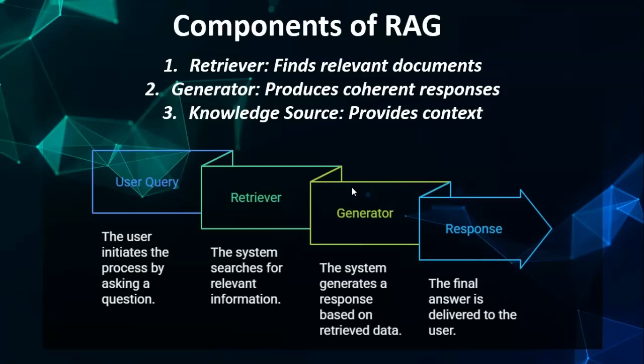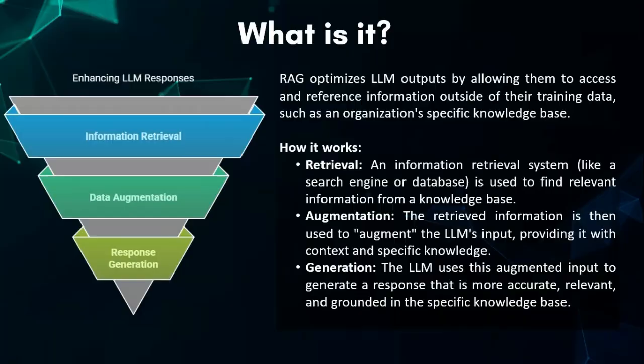Let's walk through the process. It all starts when a user asks a question. The retriever immediately gets to work, searching for relevant information from the knowledge source. This retrieved information is then sent to the large language model, or LLM. The system then generates a response based on this retrieved data, and the final, informed answer is delivered to the user.